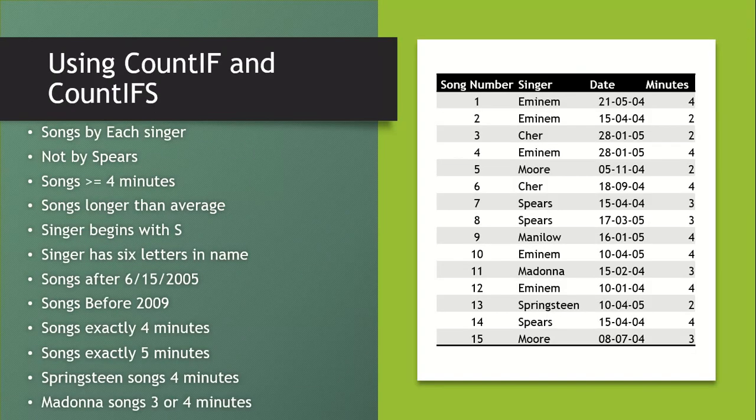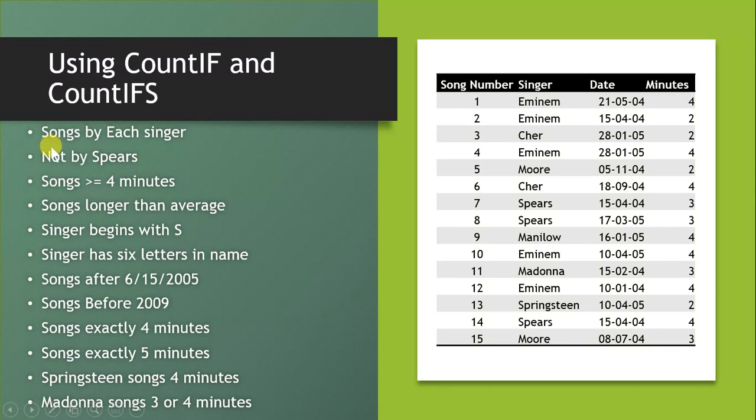Let's start. Look, this is my database which has song number. We have singers like Spears, Madonna, like this, and they have a date, on which date they have sung. Thirdly, you have minutes: 4, 2, 2, 2, 4, 4, 4, 5. So these are the songs they have sung for a particular number of minutes.